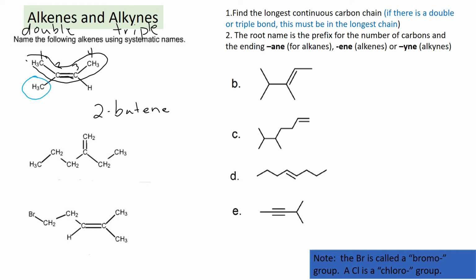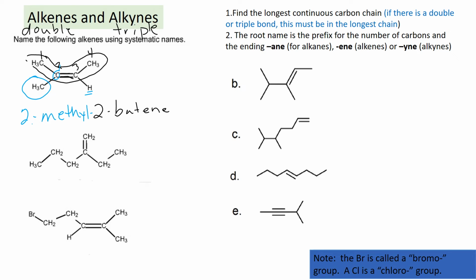Then we're also going to identify the branch. We have a branch right here. And so that is a 1 carbon branch. It's on carbon number 2. So we're going to call that 2-methyl-2-butene. Now this hydrogen here isn't a branch. They're just showing the orientation of that hydrogen. But that's just the hydrogen on the carbon, so we're not going to name it. Let's look at the next one.